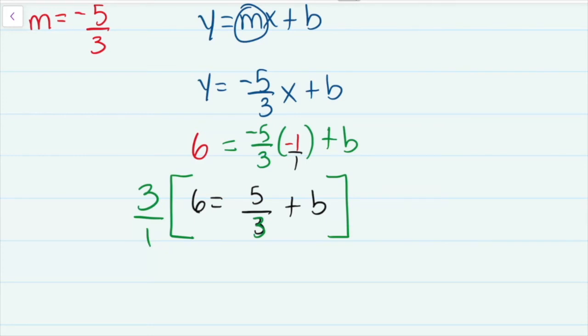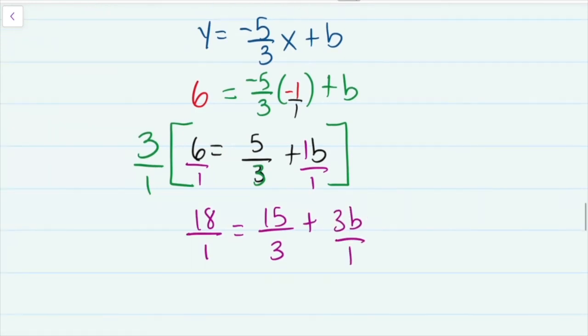Let's start multiplying, guys. What's 3 times 6? That's 18. 18 over 1, right? What's 3 times 5? That's a 15. 1 times 3 is 3. And remember, there's a 1 there. What's 3 times 1b? Well, that's just 3b over 1. Now, if we were to simplify, 18 over 1 is just 18. 15 over 3 is just 5. And 3b over 1 is just 3b. Bam, look at that. Fractions are gone.